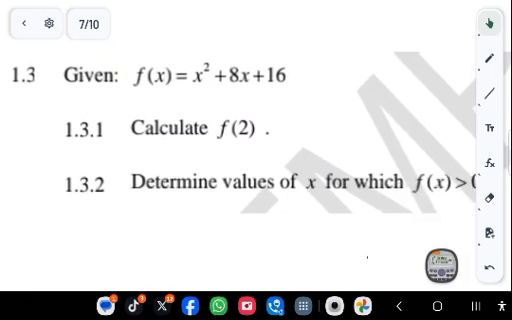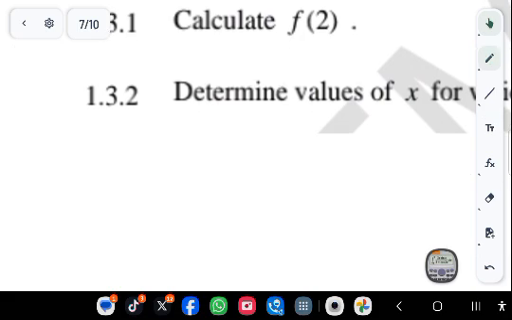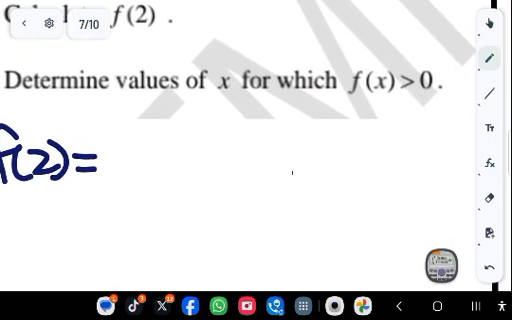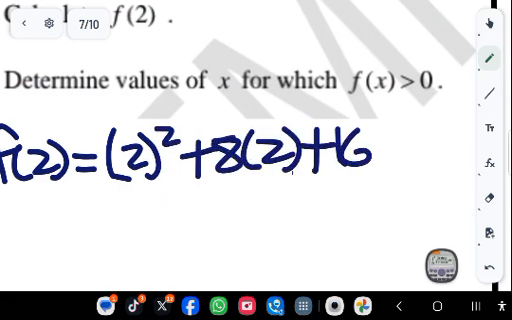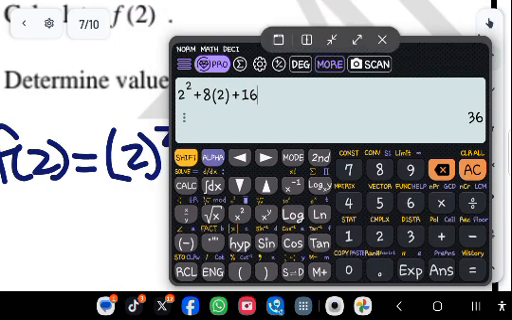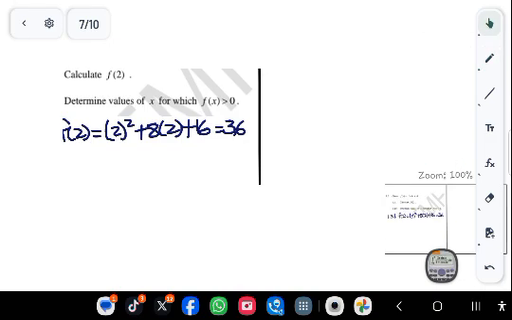1.3.1: given f of x equals x squared plus 8x plus 16, calculate f of 2. That one is very easy. You just substitute. f of 2 equals, wherever there is x, you put 2. So that will be 2 all squared plus 8 times 2 plus 16. Take out a calculator and just quickly calculate that. And that gives us 36. So that is equal to 36. And we're good. We're done here.